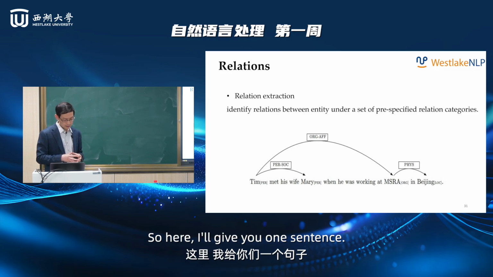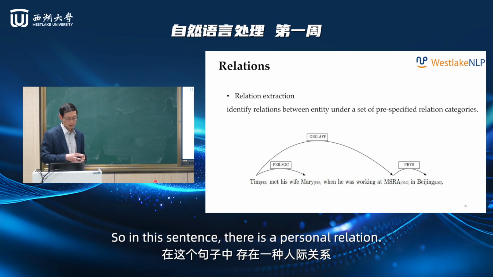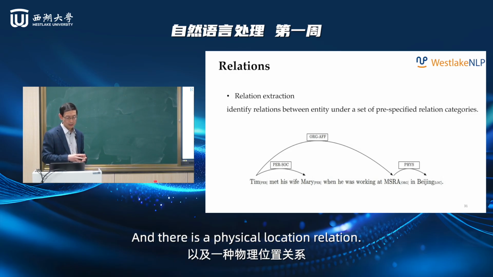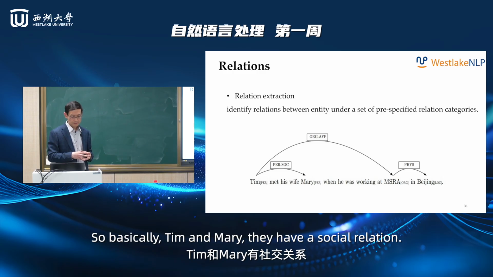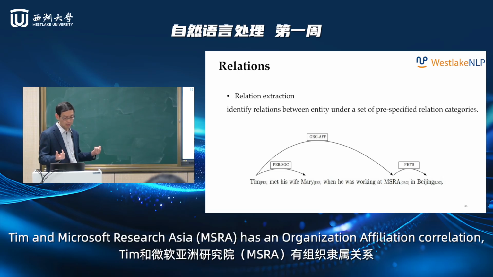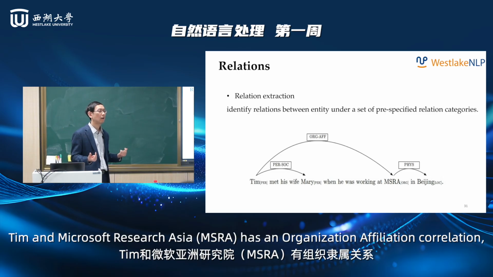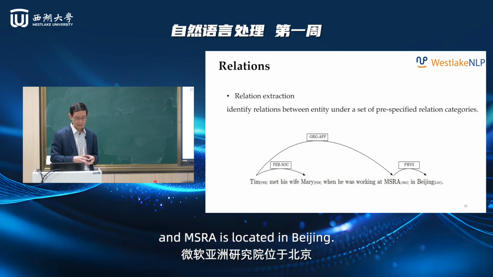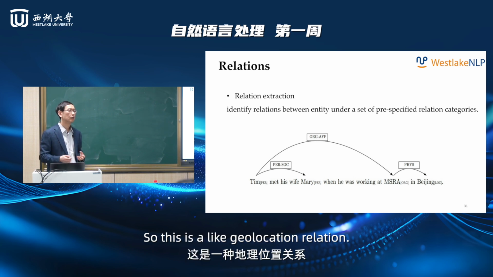Here, I give you one sentence. In this sentence, there is a personal relation, there is an organization affiliation relation, and there is a physical location relation. Basically, Tim and Mary have a social relation. Tim and Microsoft Research Asia, MSRA, have an organization affiliation relation. And MSRA is located in Beijing. So this is a geolocation relation.